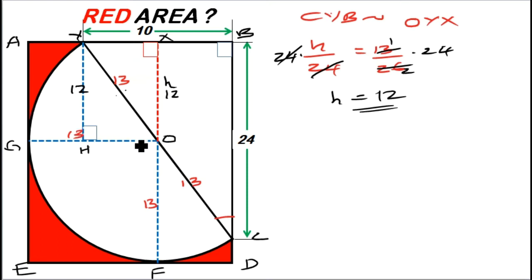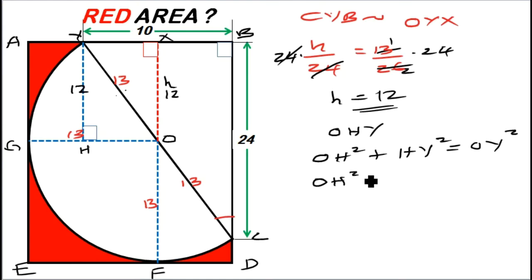Now again, if you take triangle OHY, that is a right-angled triangle at point H. So you can actually determine this length HO using Pythagoras theorem. According to Pythagoras theorem, OH squared plus HY squared is equal to the hypotenuse squared, OY squared. So if you substitute, we have OH squared equal to OY squared, where O to Y is 13. That is going to be 13 squared.